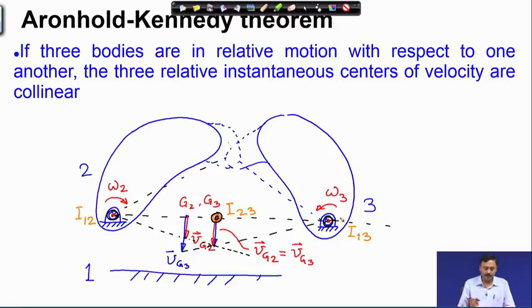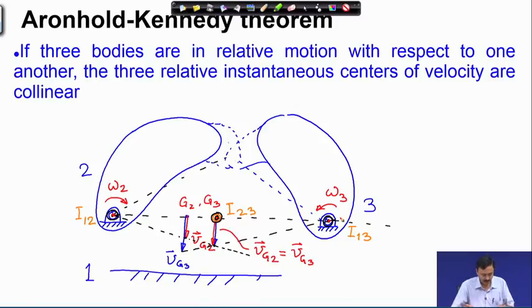And you can see that I12, I23 and I13 lie on a single straight line. Now, here I have fixed the ground. But you can also make the ground move. The situation will not change even if I let the ground move.